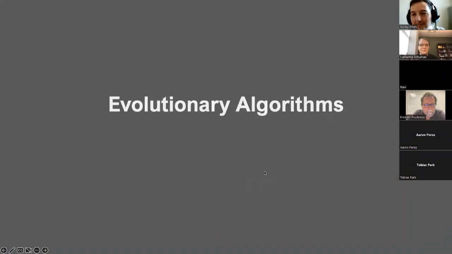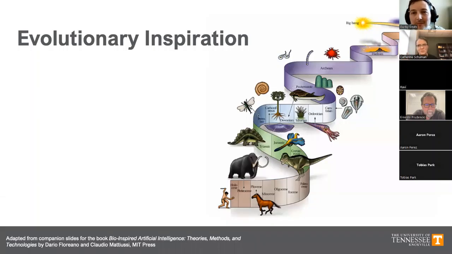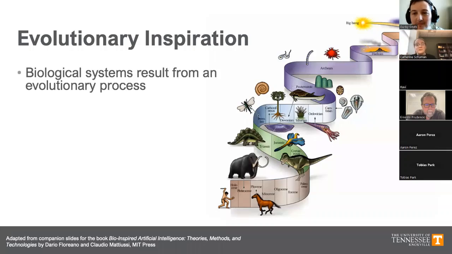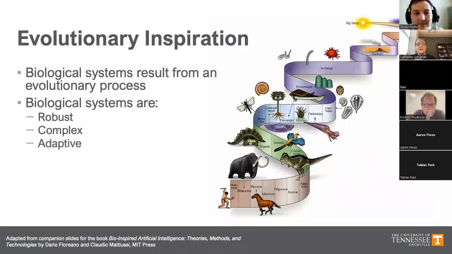So before I tell you about evolutionary algorithms in the context of co-design, I just want to give you a little bit of background on evolutionary algorithms themselves. As you can probably tell by the name, we take inspiration from the biological process of evolution, with the recognition that the biological systems that we are today and that we interact with today resulted from an evolutionary process. And there are characteristics of these systems that we would really like to try to capture as part of our evolutionary inspiration in our evolutionary algorithms.